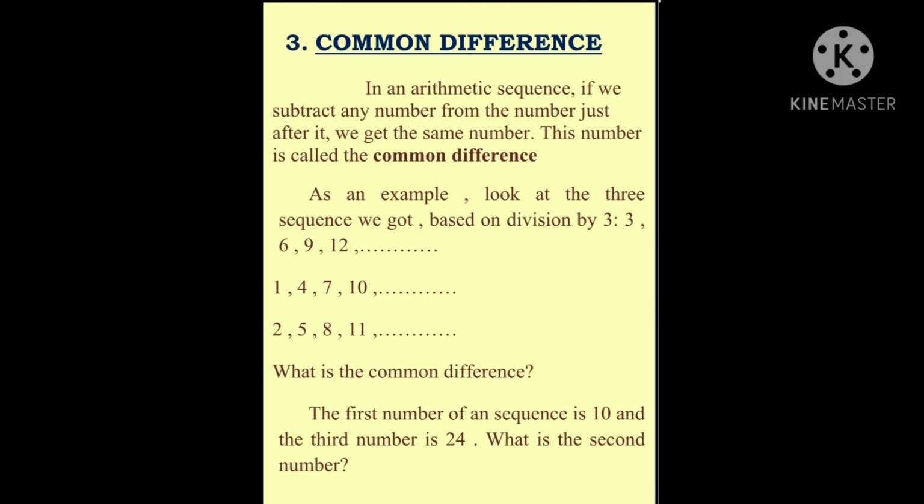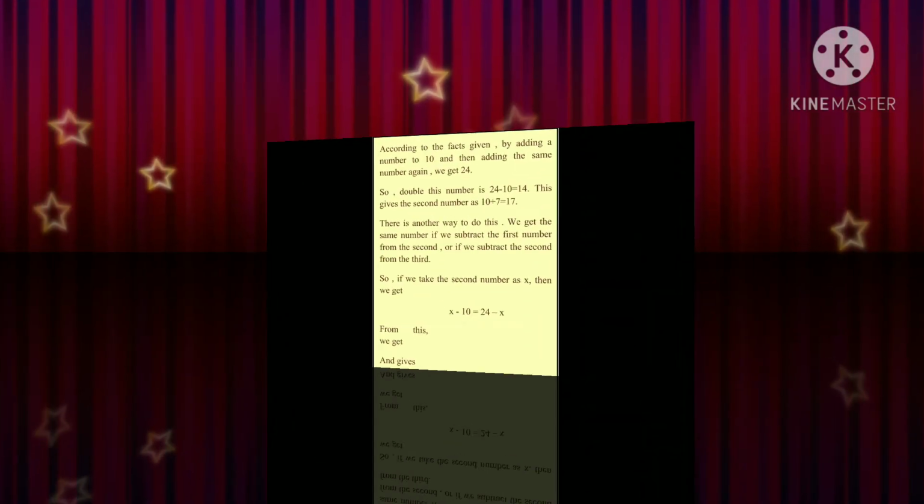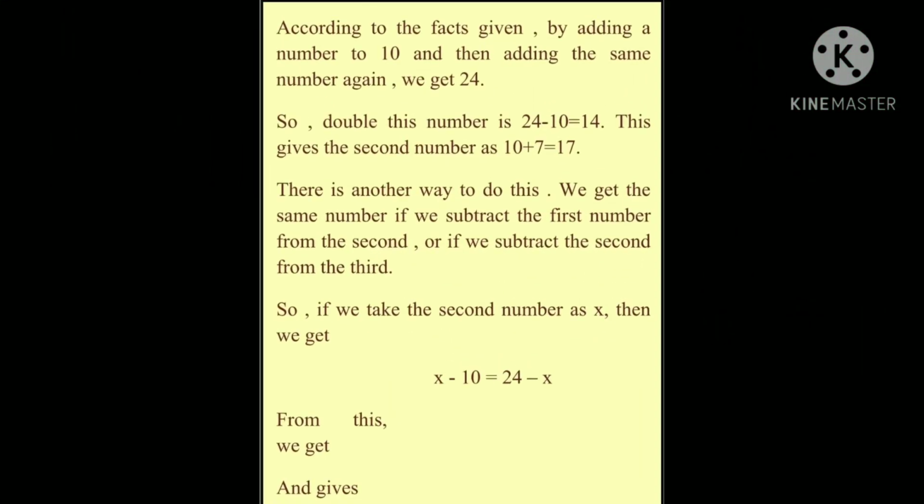Now let us move to an exercise. The first number of a sequence is 10 and the third number is 24. What is the second number? This is the problem we have to solve. Let us move to the solution part. According to the facts given, by adding a number to 10 and then adding the same number again, we get 24. So double this number is 24 minus 10, equal to 14. So the number is 7, and the second number is 10 plus 7, which is 17.